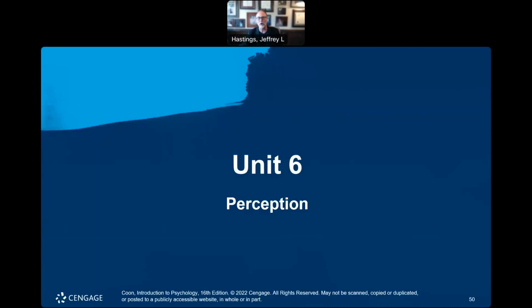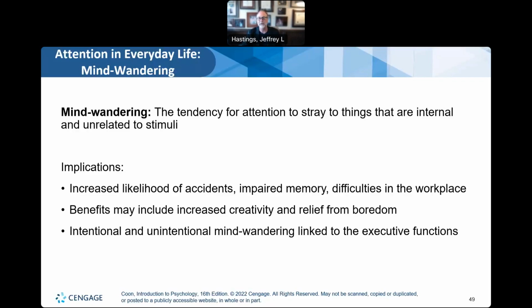And this problem, whoops, I went too far. Let me go back. It can really become problematic when you have to have focused attention, when you're at work, or of course school with grades. When it requires focused attention, that's when you need to understand how you can prevent your mind from wandering.